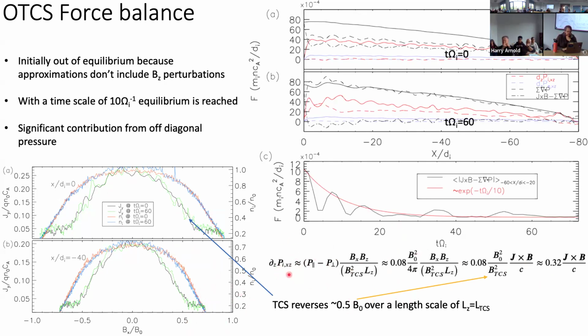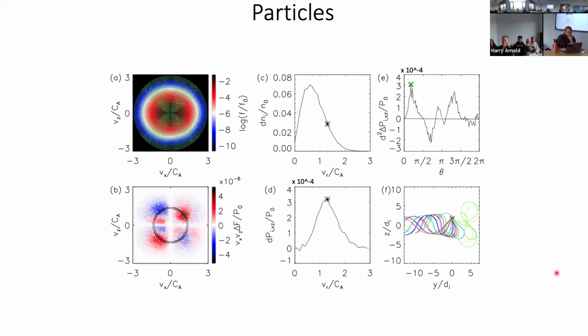But basically, this off-diagonal pressure component is responsible for about 1/3 of the J cross B force. The rest of the J cross B force is balanced with the isotropic pressure and the electrons. So let's talk about the particles now. Which particles are actually responsible for this off-diagonal pressure component?